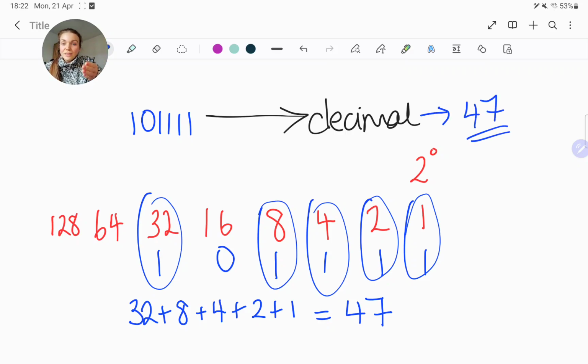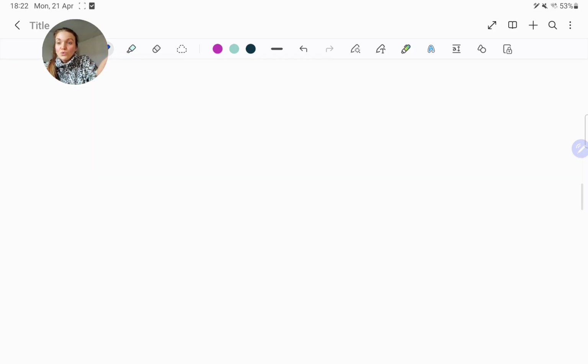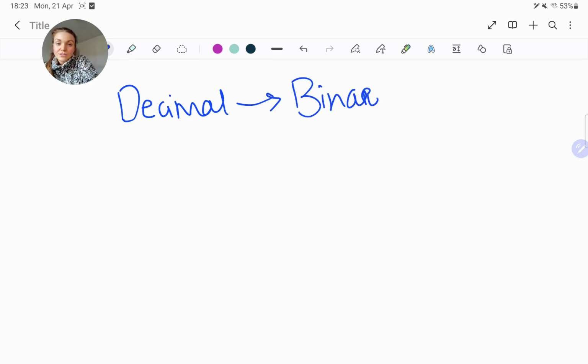Okay, so that's when we go from binary to decimal. What if we have to go from decimal back to binary? So from decimal to binary. Okay, so if we said write the number, say 17, as binary.